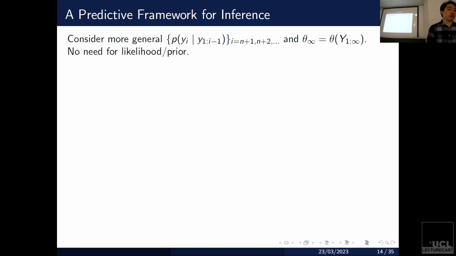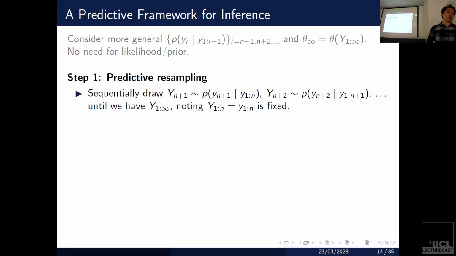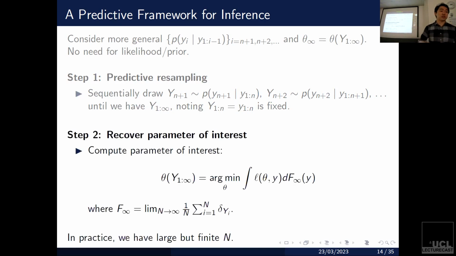Posterior inference is now going to take two steps. The first step is something that we discussed already, predictive resampling. This is the typical step. Essentially, from this sequence of one-step ahead predictives given y_1 to n, you're going to sequentially impute the remainder of the population until we have y_1 to infinity, noting again that the first n data points are going to be fixed. So you're going to start at y_1 to little n, and then shoot off to infinity. That's one sample. You're going to start at y_1 to little n again, shoot off to infinity. That's your second posterior sample. And for each of these imputed populations, we're going to compute a parameter of interest.